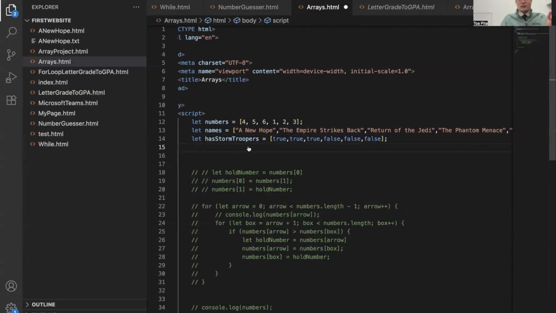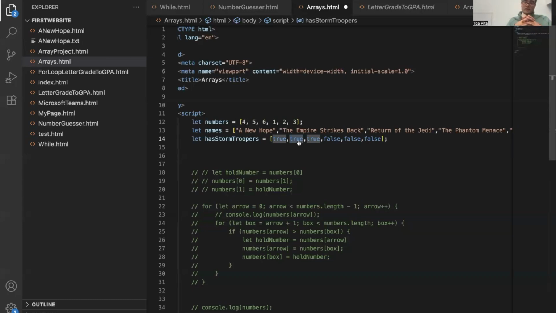So now, if I look through my 3 parallel arrays, I am now storing 3 pieces of information about a single movie. So, for example, A New Hope, I now know is episode 4, and it has stormtroopers. The Empire Strikes Back is episode 5, and it also has stormtroopers. And because all of the arrays are in the same positioning, because all the information is organized in the exact same order, we call these parallel arrays.